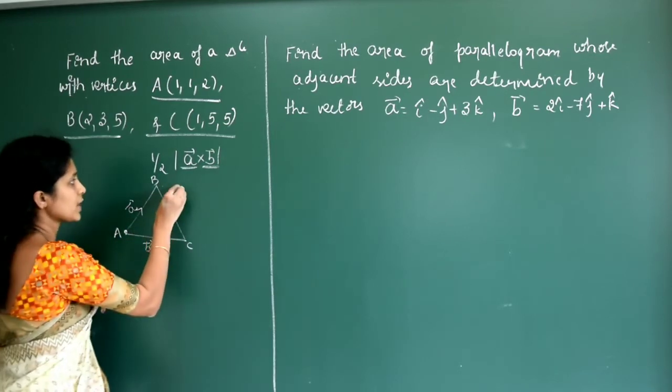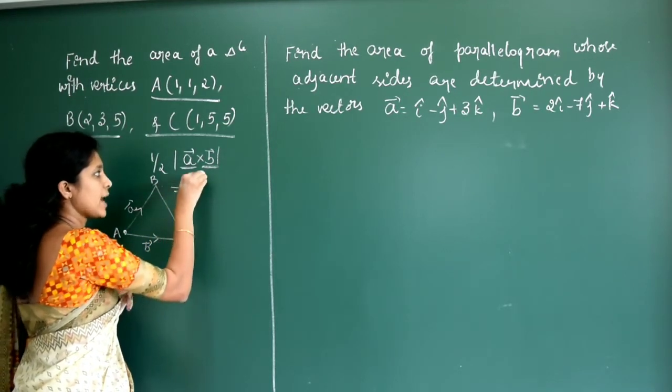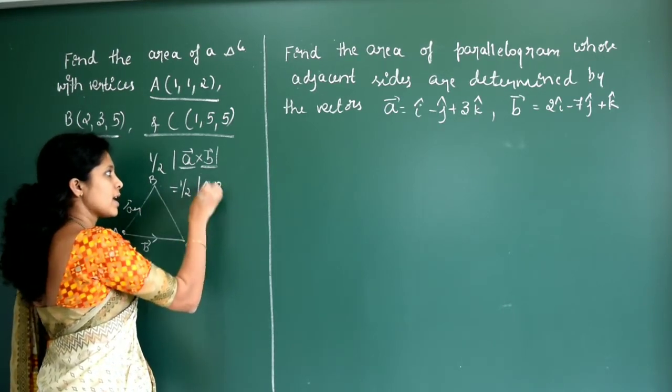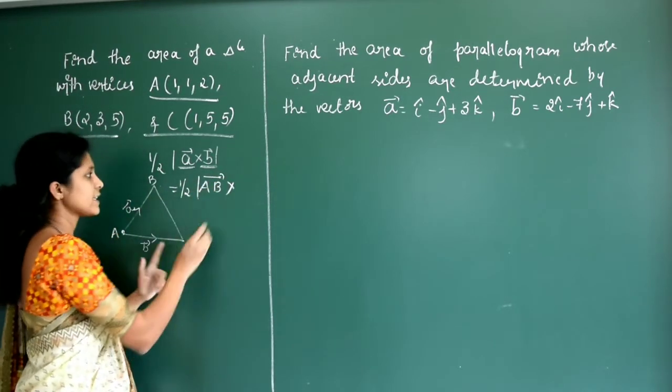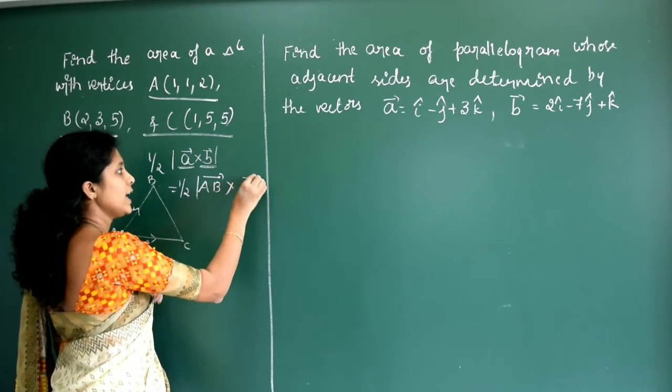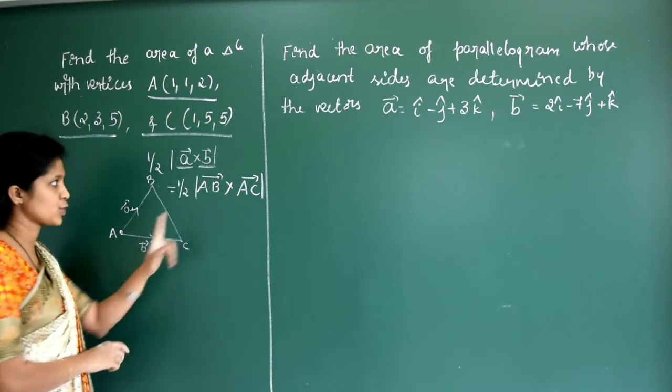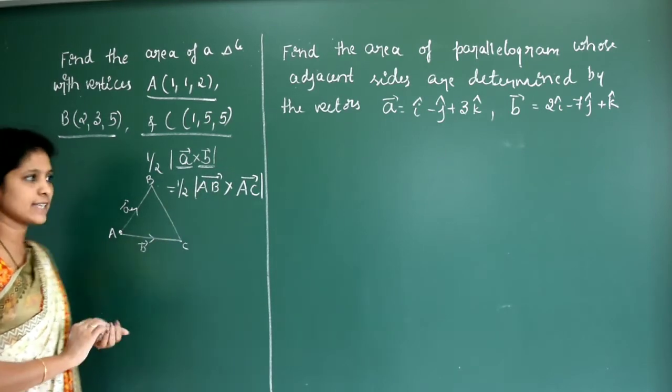So what will be the product? This one half into magnitude of AB vector cross AC vector, clear? You have to start with the same point, AB and AC, or you can go with BA and BC. Like that it should be. AB vector cross AC vector.